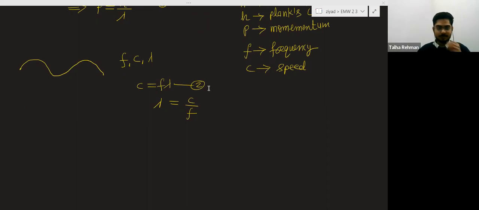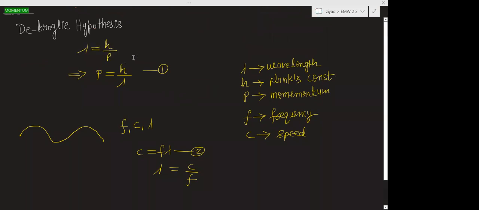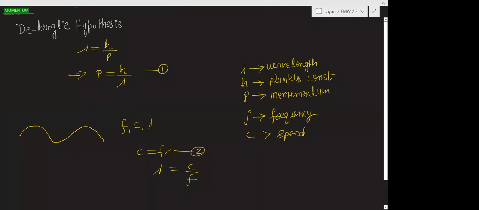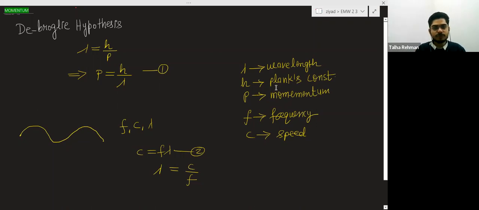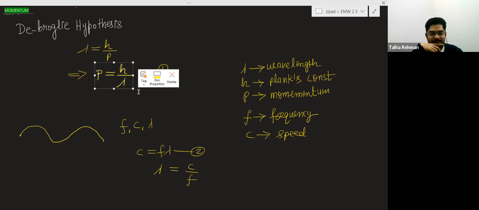So according to de Broglie, lambda is equal to h by p, where h is known as the Planck's constant. Max Planck is the name of the scientist. All these things you will study in modern physics. So from here, momentum can be written as h by lambda.